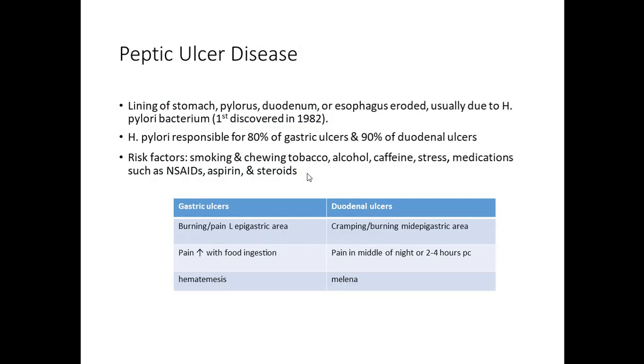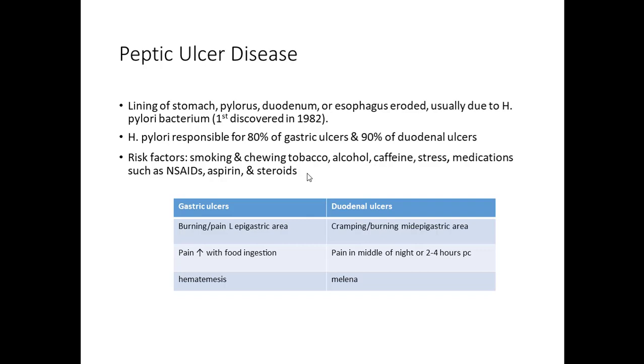All right, peptic ulcer disease. Basically in peptic ulcer disease, the lining of the stomach, the pylorus, the duodenum, or the esophagus, the mucous membranes, is actually eroded, and there's a hole because of H. pylori. It's a bacteria that some people don't have problems with, and some people do. It was actually not discovered too long ago, almost 40 years, 37 or 38 years ago, depending on when. H. pylori is actually the cause of almost all gastric ulcers, almost all duodenal ulcers.